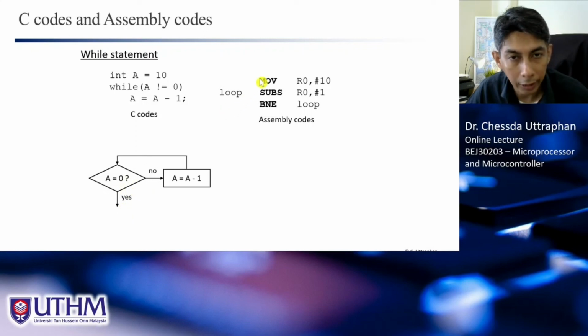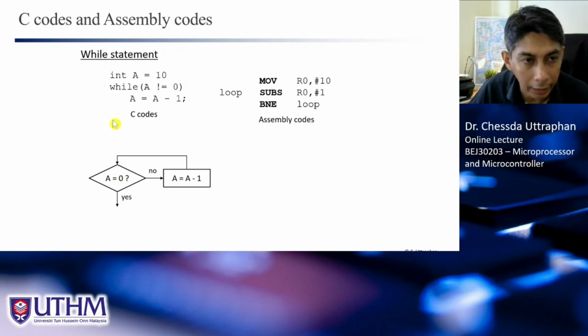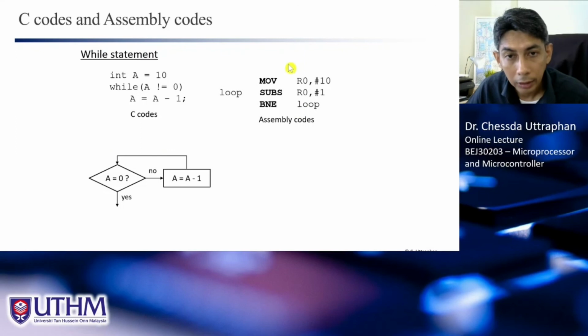So in assembly language, it will be something like this. Our A is in R0, so for example, A is 10. In this case, A is 10, right? So I should update the flowchart a little bit here, where I need to insert A equals 10, right? Later on I will do that.